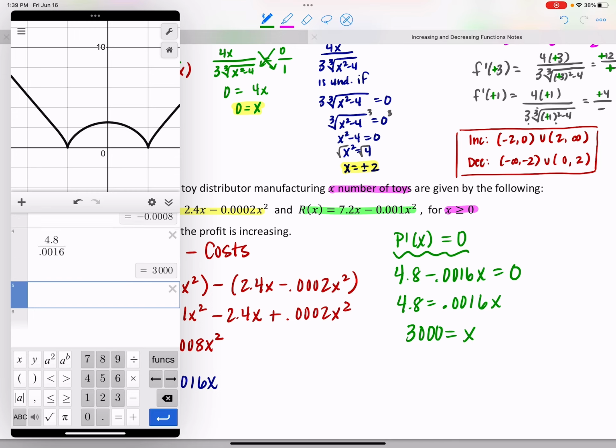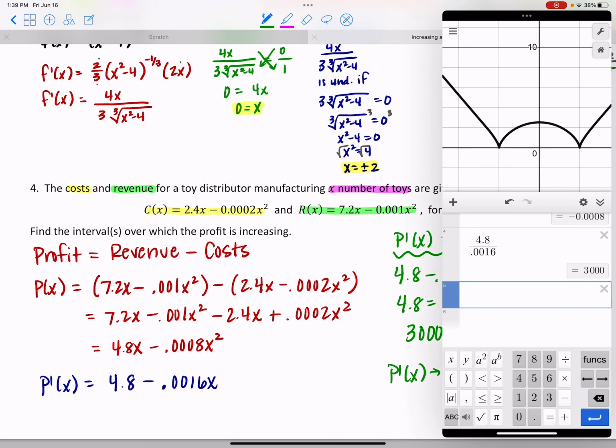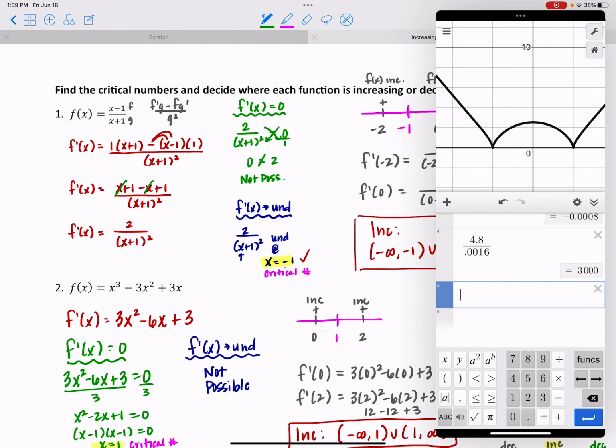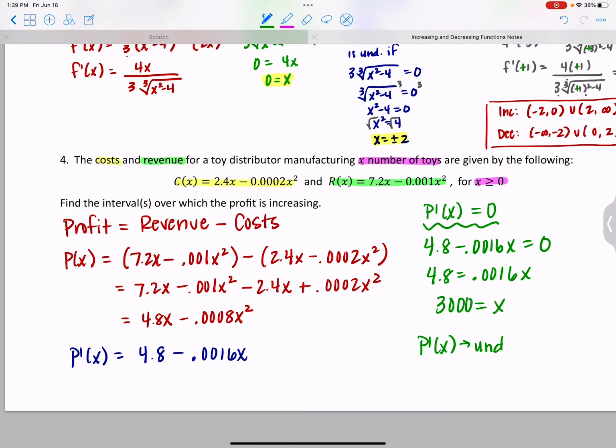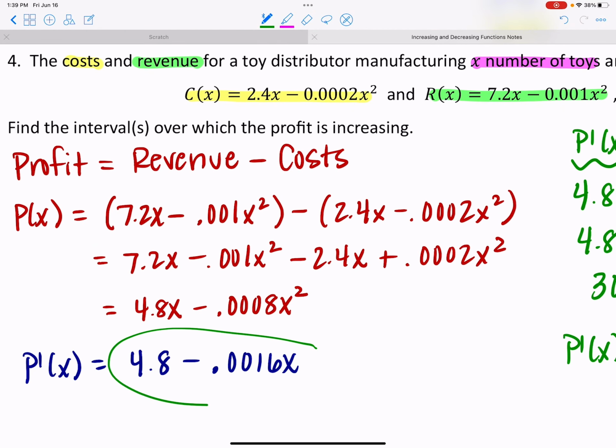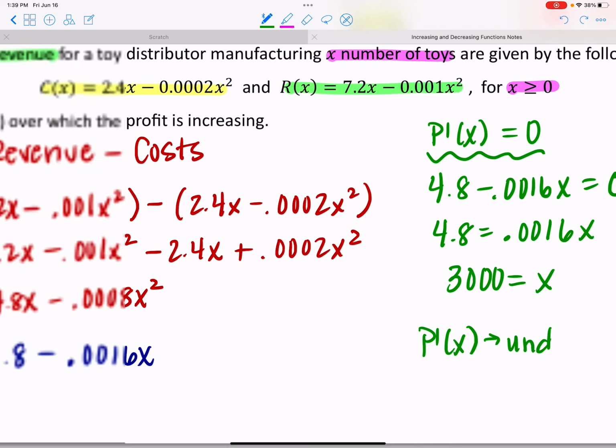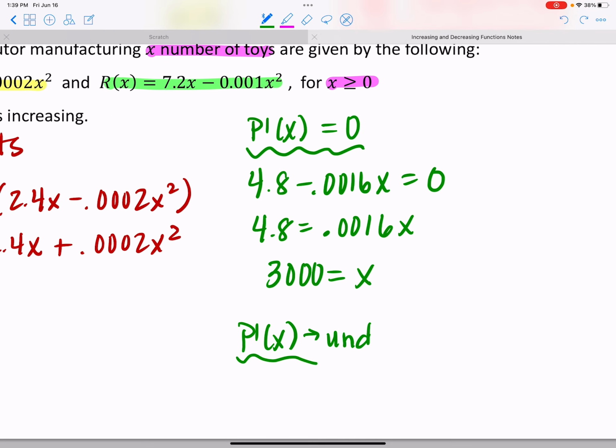If we were trying to figure out where the derivative was undefined, that's not going to be possible. P prime of x is a linear function, defined for all values of x. It goes left and right forever without any restriction. So being undefined is not possible, and we don't have to worry about that. We have just one critical number right here.